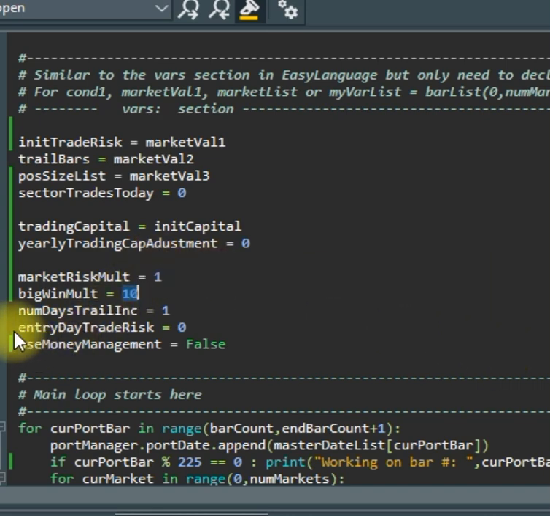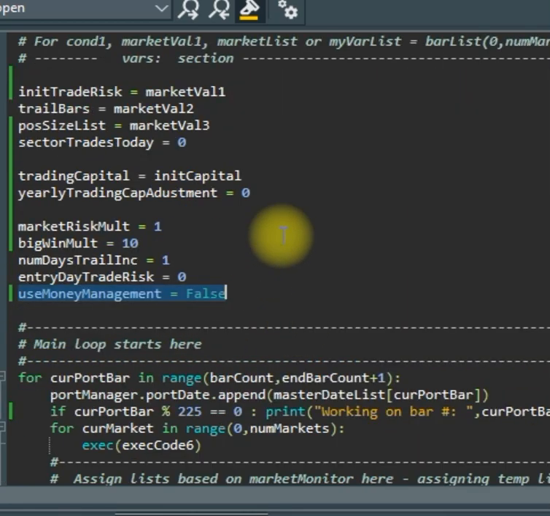Number of days to increment the trailing stop once you're in a position is set to 1. Entry day trade risk is 0. May not need that. I have to think about that. Are we going to use money management? In this case, it's false. We're not going to use it.